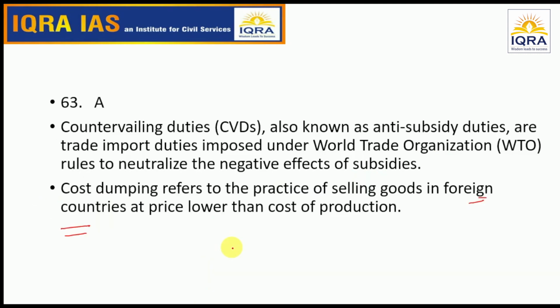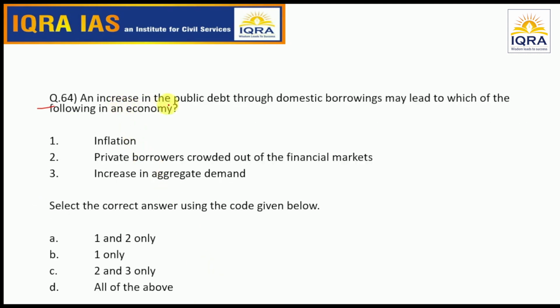Question number 64. An increase in the public debt through domestic borrowings may lead to which of the following? When public debt increases through borrowing, inflation will definitely go up. Private borrowers are crowded out of the financial markets. Increase in aggregate demand. Obviously when public debt is increased, that will be put back in, so government expenditure will increase, so this will increase. Private borrowers are crowded out of the financial market because everyone is giving to the government. So all of them are correct.